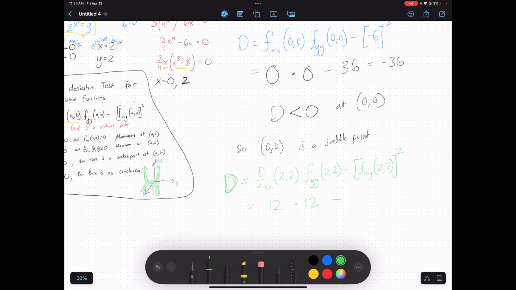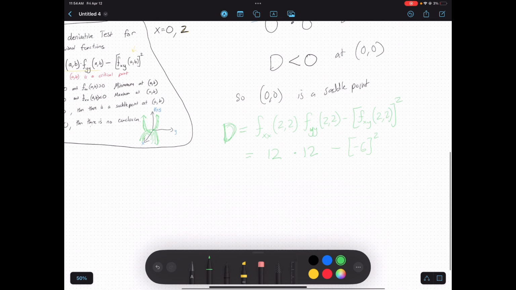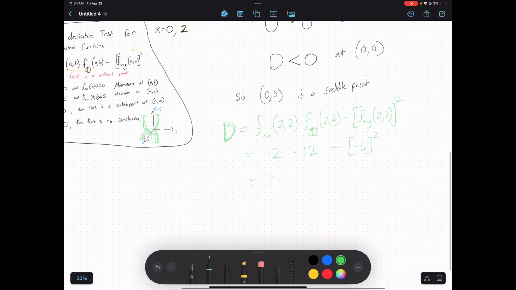I get 12 for this partial derivative and 12 for this double partial derivative. Minus, and then f sub xy of 2, 2. Remember, that one didn't depend on x or y at all. It was just constant at negative 6. So I still have negative 6 squared for that piece. Well, this leaves me with 144 minus 36, which is positive. So in this case, I get a positive value. So my determinant is greater than 0.